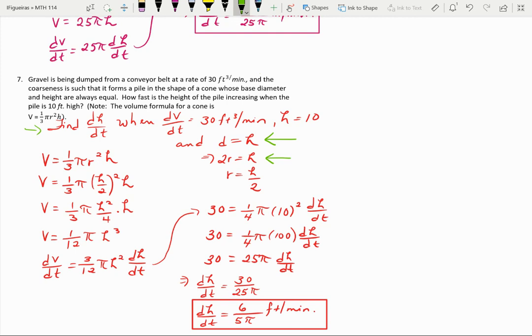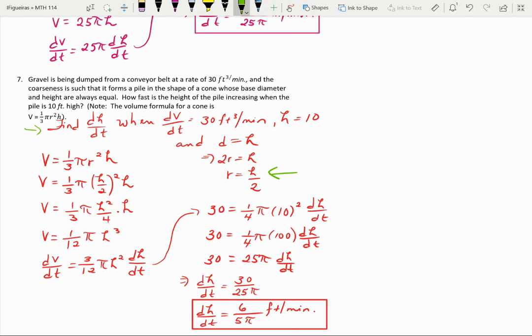Now, the reason why we want to do that is because we're going to want to use that information, r equal to h over 2, to substitute it back into the formula. And the reason for that is because I don't know how fast the radius is changing with respect to time. But I do know how fast the volume is changing, and I do know that I'm looking for how fast the height is changing. So we need to eliminate r from our formula so that we can solve for what we're looking for.